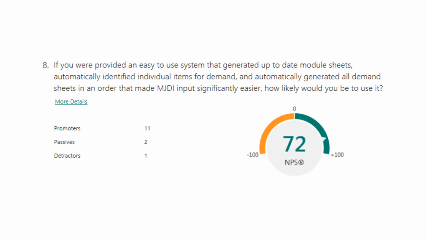Next, we had, if you were provided an easy-to-use system that generated up-to-date module sheets, automatically identified individual items for demand, and automatically generated all demand sheets in an order that made MJDI input significantly easier, how likely would you be to use it? 11 people agreed, or suggested rather, that they would use it. 2 not necessarily given a yes or no answer, and then one person providing feedback stated that no, it's a system that they would not use. However, in later feedback, that does become more clear as to why they felt they wouldn't use it.